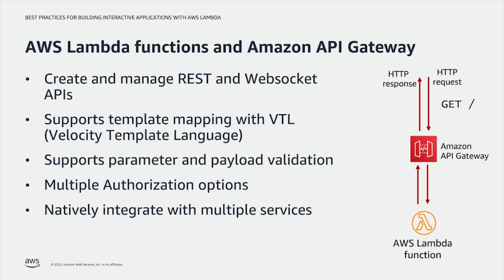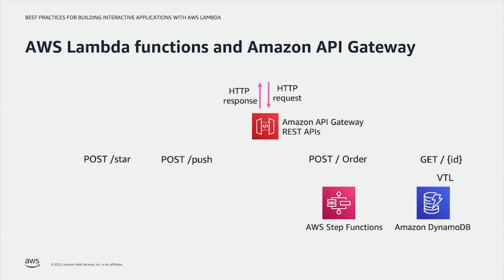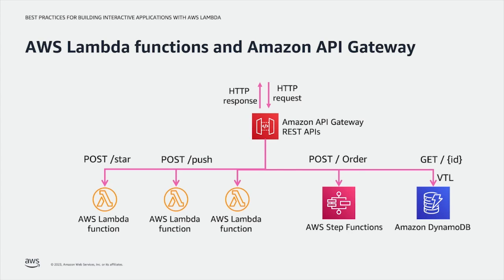API Gateway also supports parameter and payload validation before invoking the next service, and it has multiple different authorization options. So it's not just limited to IAM, you have lots of other ways of authorizing your request using Amazon API Gateway. So here's an example of a serverless application that uses API Gateway, where you have API Gateway with native integrations to things like DynamoDB and AWS Step Functions, and then other requests going directly to a Lambda function for that synchronous response mode.